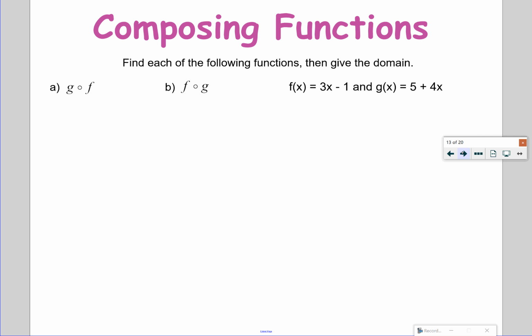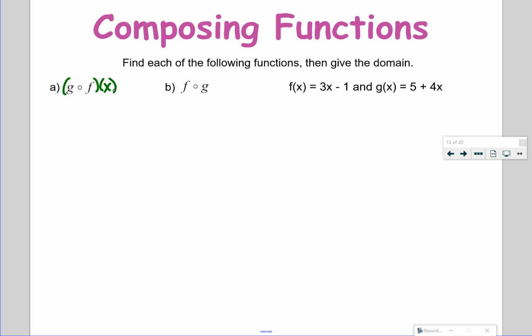Okay, so now let's try composing some functions. Anytime that you see this notation, or you may see parentheses with an x around it, it just means we're plugging one function into the other, and just like combining, we're going to get a new function. So there's no number that we're plugging in, we're plugging a function into another function.